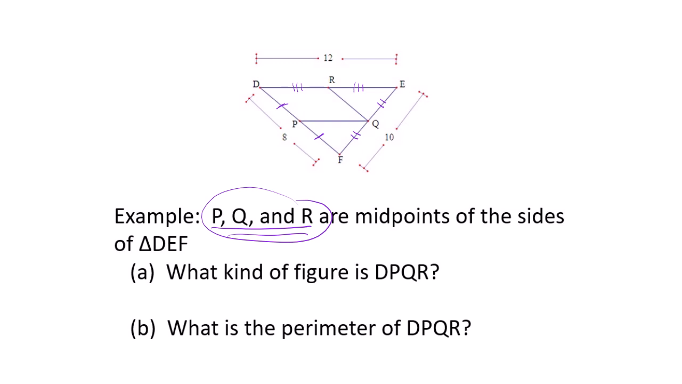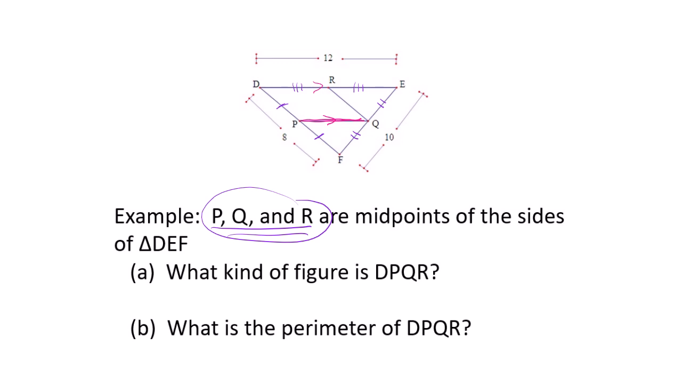Now that we have a midsegment, let's start with PQ. If we have a midsegment there, PQ, then it's going to be parallel with the side that it doesn't have a midpoint on, the side that it's not connected to. So these will be parallel. That's one thing we know.